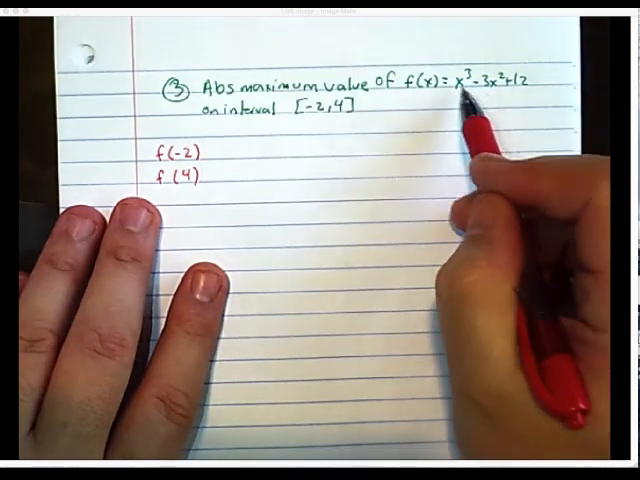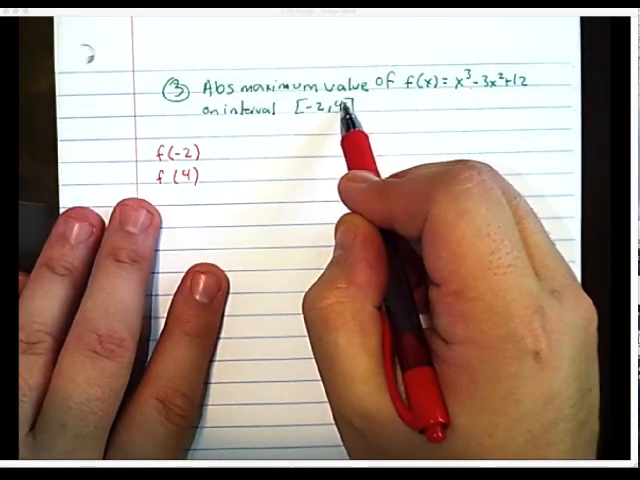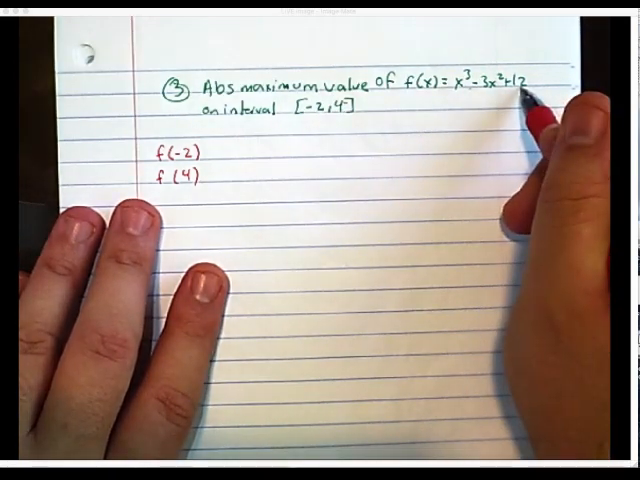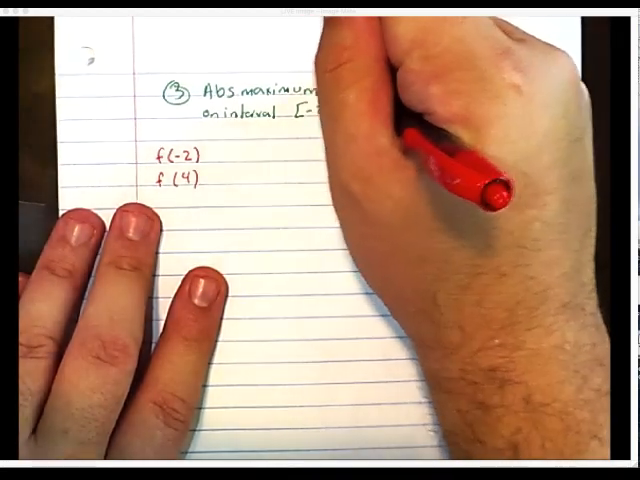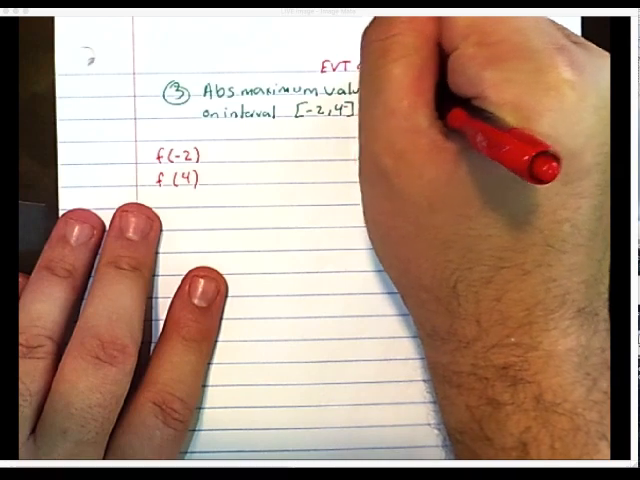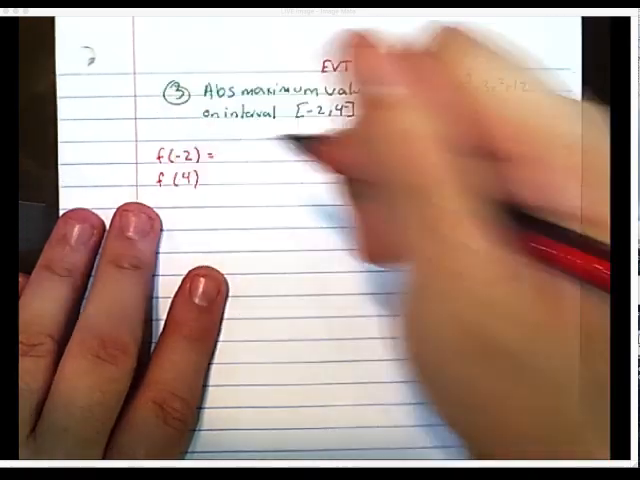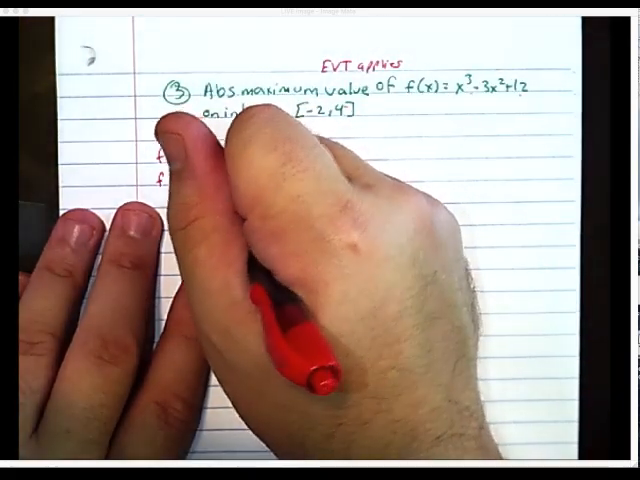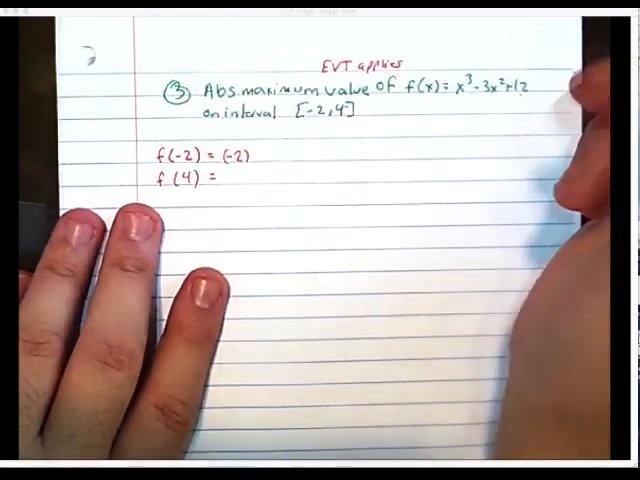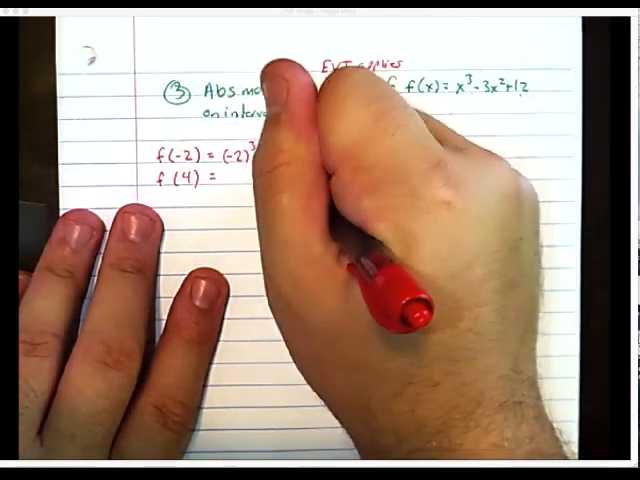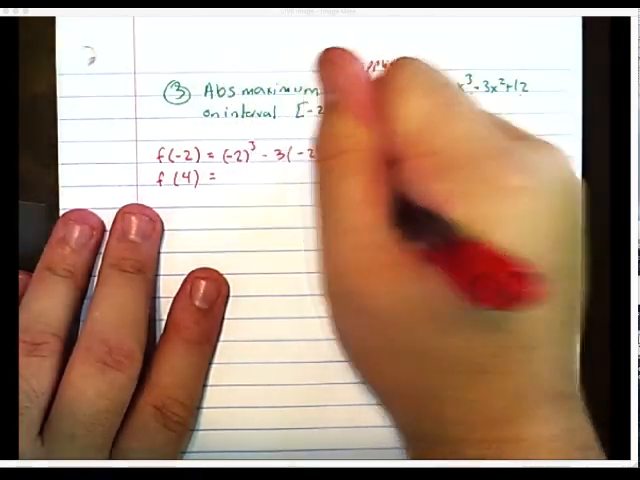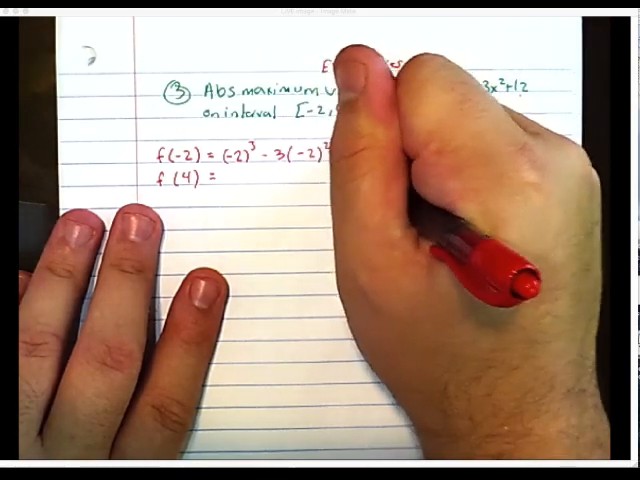Okay, first off, is this a closed interval? Yes. Is this a polynomial? Yes. Polynomials are continuous everywhere. So the EVT applies. Okay, so if I want to find out the values on the endpoints, I can just plug them in. So negative 2 cubed minus 3 times negative 2 squared plus 12.